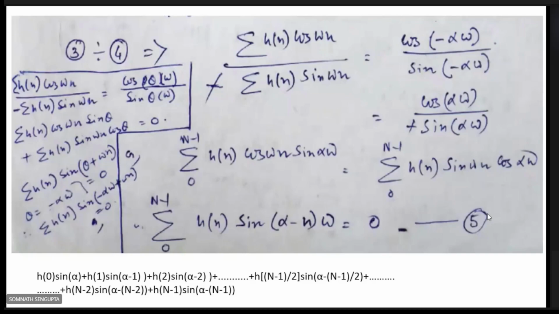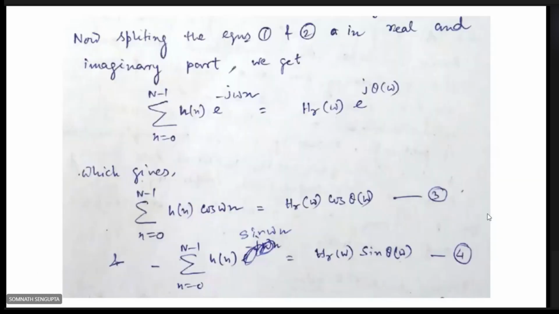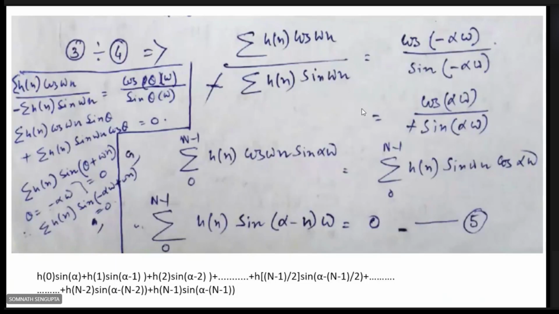Okay, so what we have done till now, we have compared the Fourier transform of the impulse response with the general formula for any frequency domain signal. So now next we start by dissolving this equation.